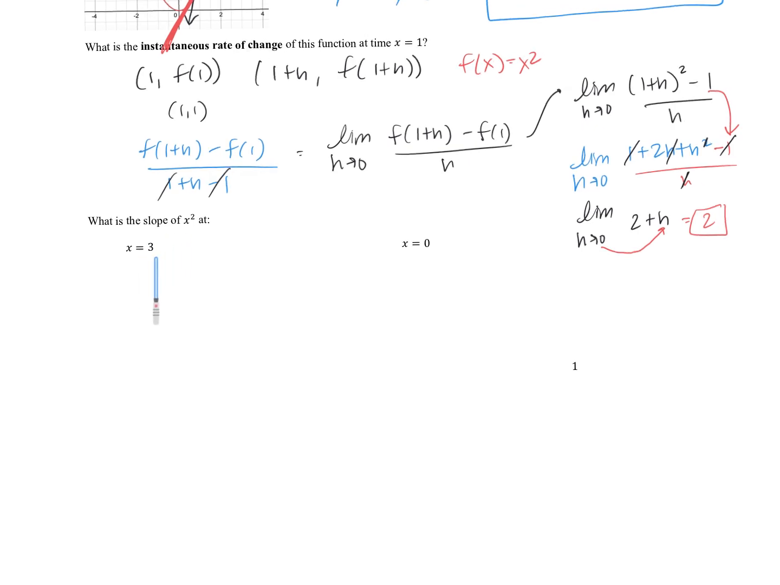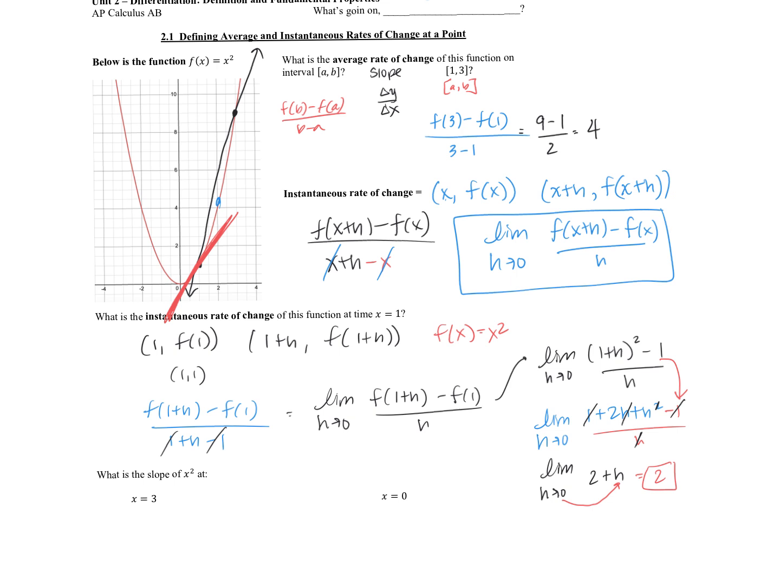What about when x is 3? When x is 3, do we think that that slope is going to be bigger than 4 or smaller than 4? I'm going to do 3 in blue. Here's 3. I think it's going to be bigger. I think it's going to be steeper than 4. So let's go do it.